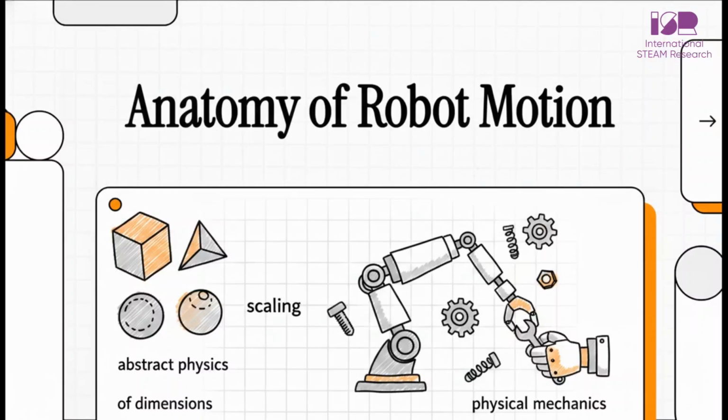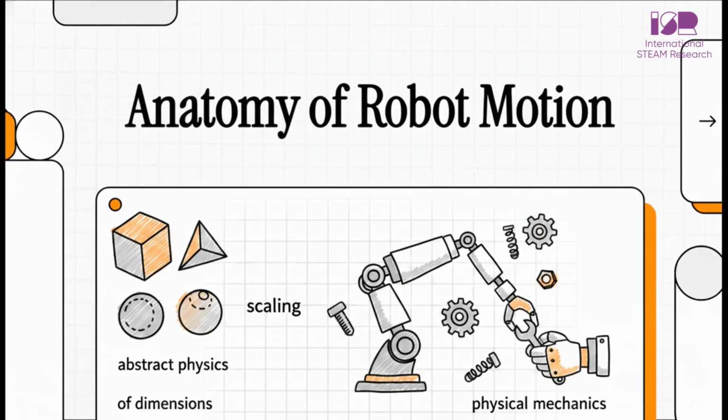Welcome back. Today we have an absolutely fascinating explainer lined up for you. We're going to treat this almost like a masterclass, really pulling back the curtain on how we build robot movement entirely from scratch. So we'll be tracing the anatomy of robot motion, starting way back at the abstract physics of dimensions, and then scaling all the way up to the physical mechanics, the actual nuts, bolts, and silicone that bring these amazing machines to life.